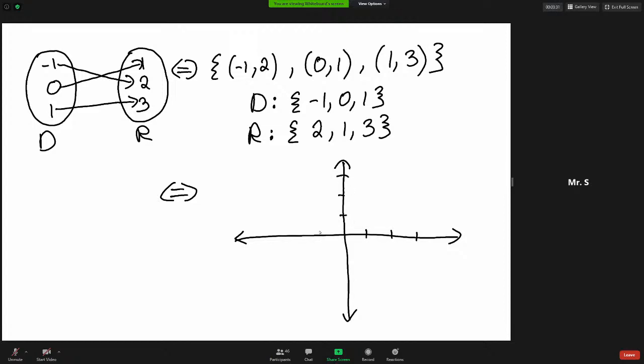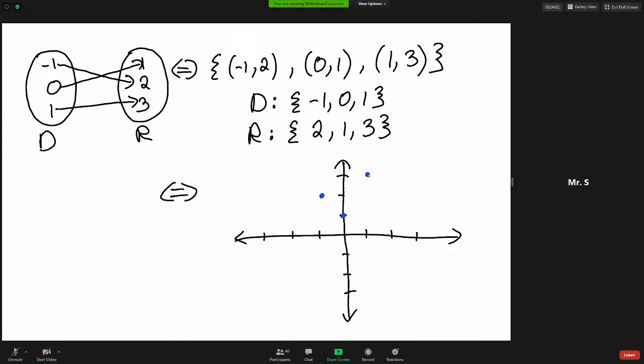then that will also give me a different representation for the same exact relation. So let's do that as well. So I have -1, 2. That can be represented with an ordered pair. I have 0, 1. That can be represented as an ordered pair. And I have 1, 3. That is also an ordered pair. So all three of these are representing the same relation in different ways.